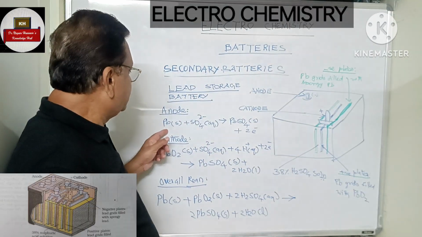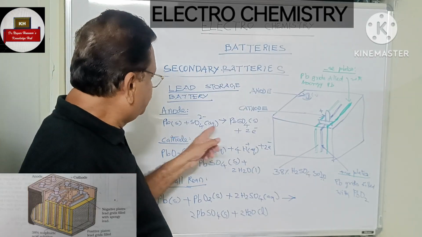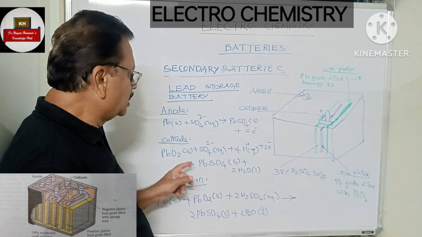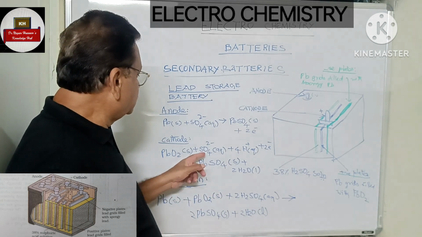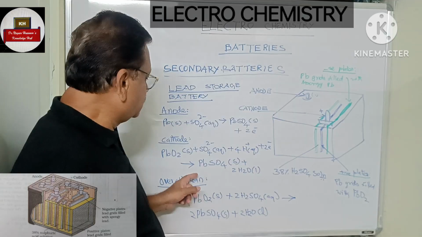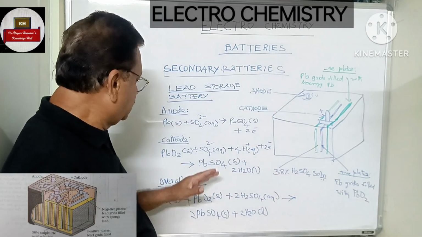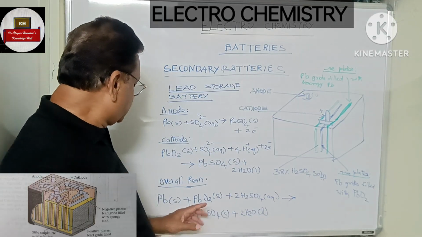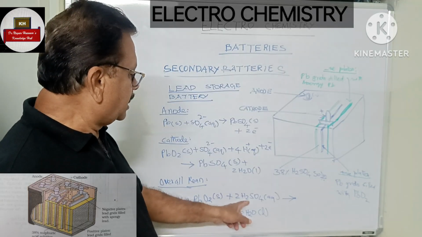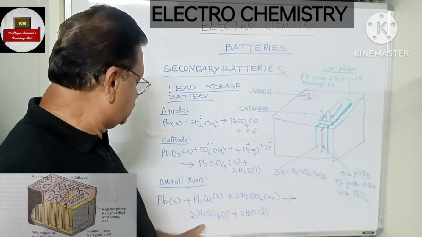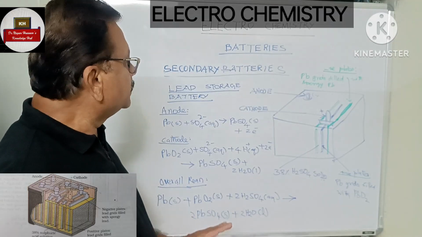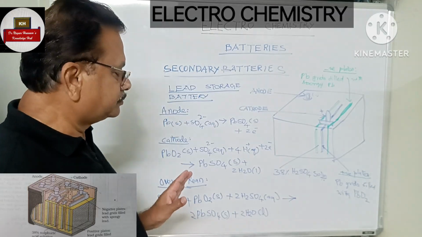At the anode, lead plus the sulfate from sulfuric acid reacts to give lead sulfate and 2 electrons. At the cathode, you have lead oxide, and that reacts with SO4 2 minus, 4 H plus and 2 electrons to give lead sulfate. Both give lead sulfate. This is the reaction. So the overall reaction is lead oxide, which is solid, reacting with 2 moles of sulfuric acid to give 2 moles of solid lead sulfate and 2 moles of liquid water. So this is the simple arrangement.